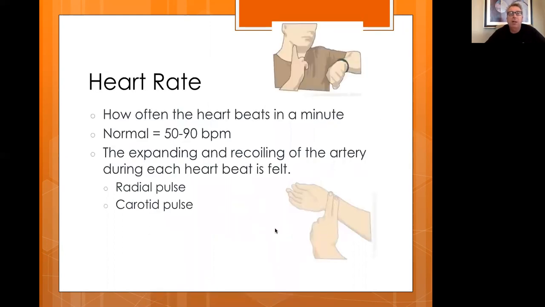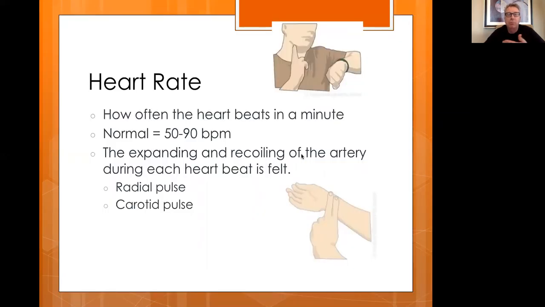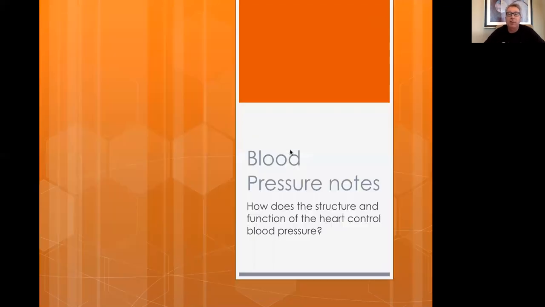All right, heart rate: how often the heart beats in a minute. Normal is about 50 to 90. If you're an athlete, especially a cardiovascular athlete, it could be even lower than that. And the pulse is the expanding and recoiling of the artery. There are two places: the radial that I mentioned, and the carotid are the two major areas.